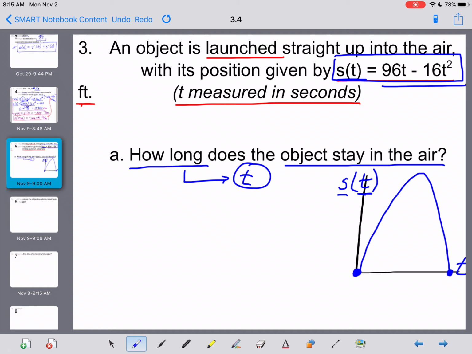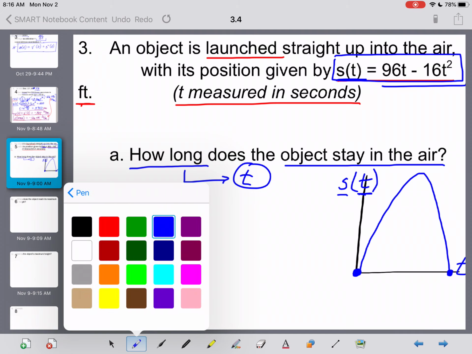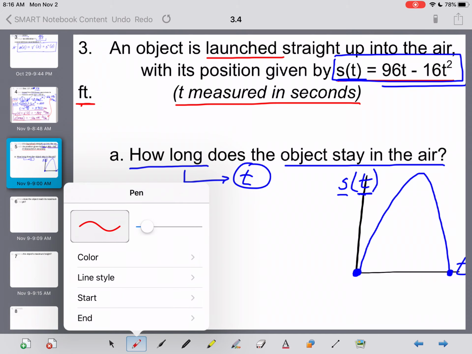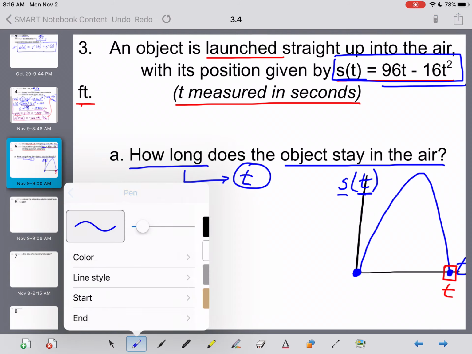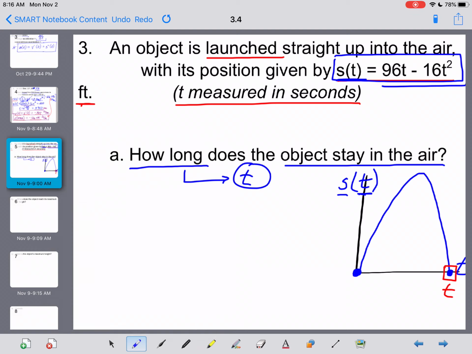So at a time of 0, its height was 0, and then the object goes up, and then the object comes back down. And our question here is how long, or for how much time, does the object stay in the air? So what we're really interested in is what is happening right here. The object comes back to the ground and its height is yet again 0. We want to know the value of t that makes that happen. So to put it a different way, we want to know for what value of t is your height function, s of t, equal to 0.